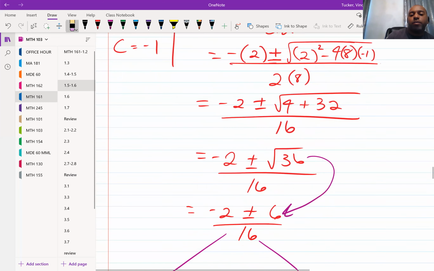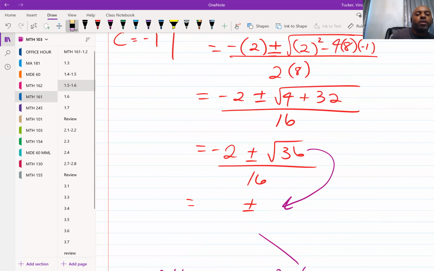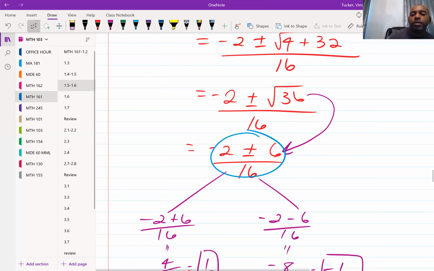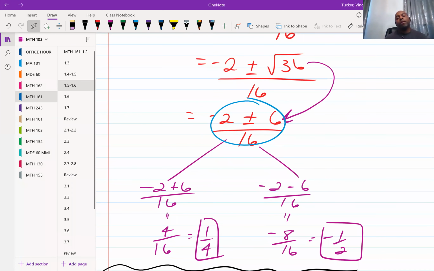And once again, we have all real numbers here. So you are expected to continue with that reducing. The 2 and the 6 can be added together, so you're expected to do so. So it's -2 plus 6 over 16, -2 minus 6 over 16. Gives you 4 over 16, which will reduce down to 1/4. Then -8 over 16, which will leave you with -1 over 2.